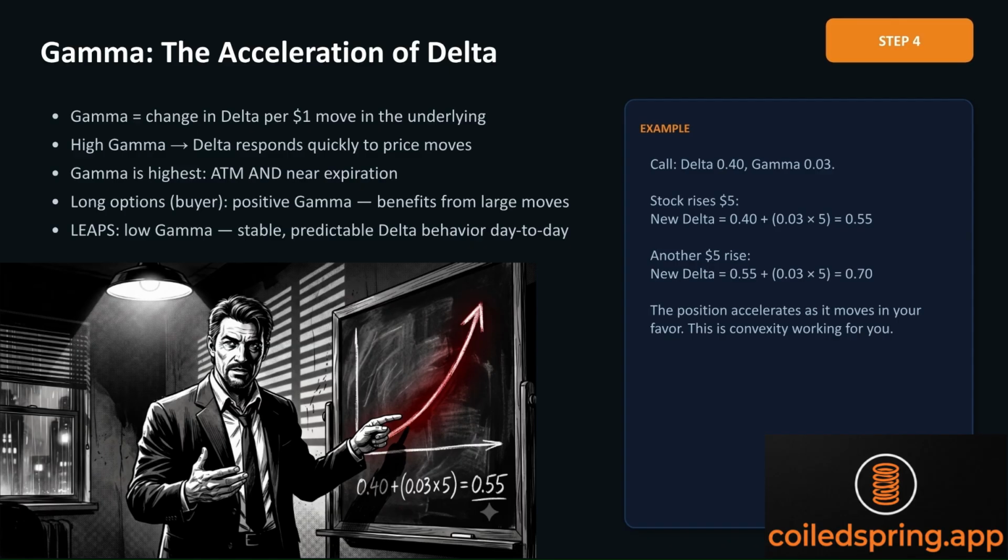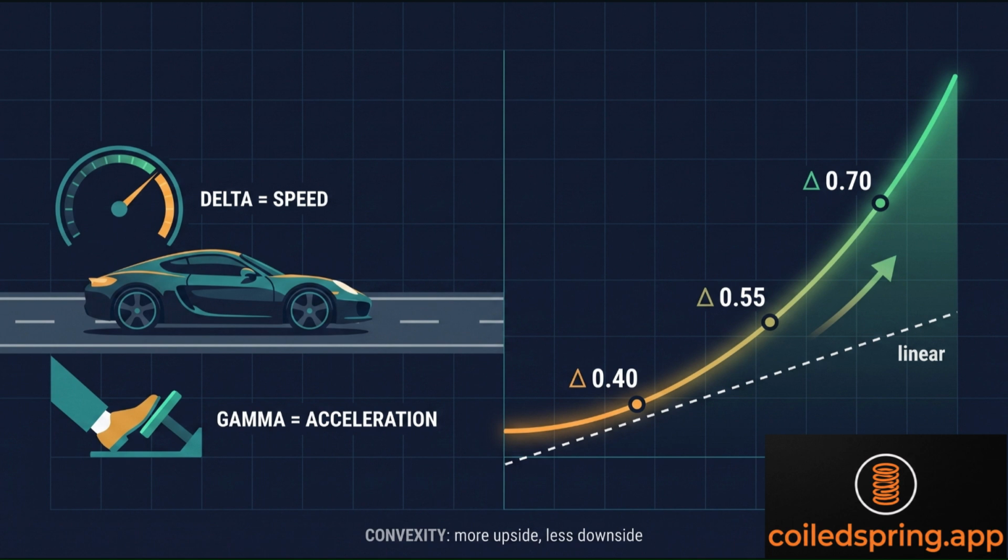Now let's walk through the example on the right, because the numbers make this crystal clear. You hold a call with a delta of 0.40 and a gamma of 0.03. The stock rises $5. What happens to your delta? New delta equals 0.40 plus 0.03 times 5 equals 0.55. Your delta went from 0.40 to 0.55 because of that $5 move.